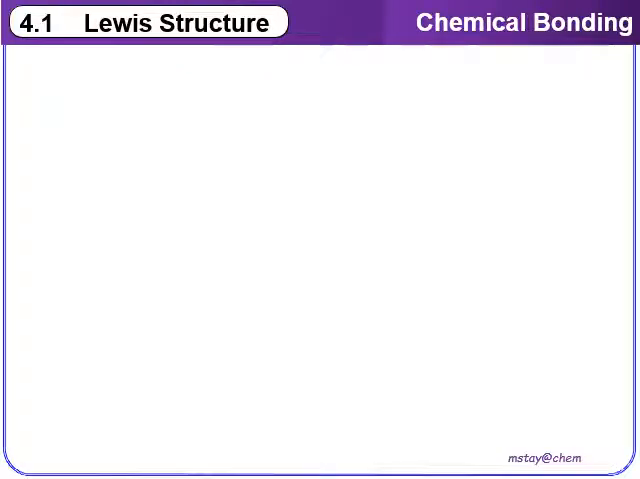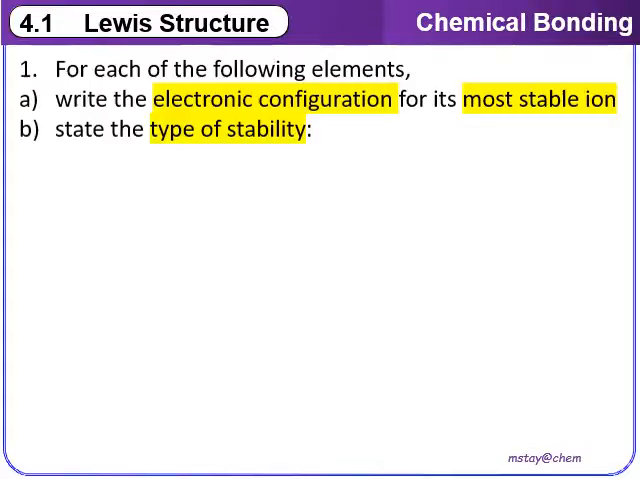Okay, without wasting time, we continue with tutorial question number 1, which asks us to write the electron configuration for the most stable ion, and then determine the type of stability. Just now we already went through 3 types of stability: noble gas, pseudo noble gas, and also half-filled d orbital electron configuration.